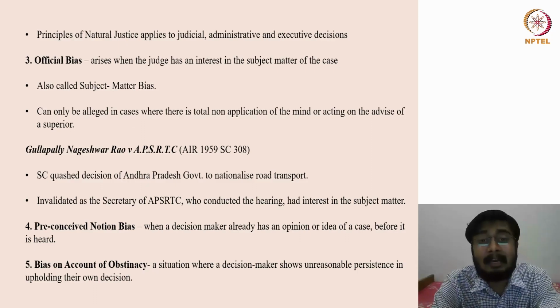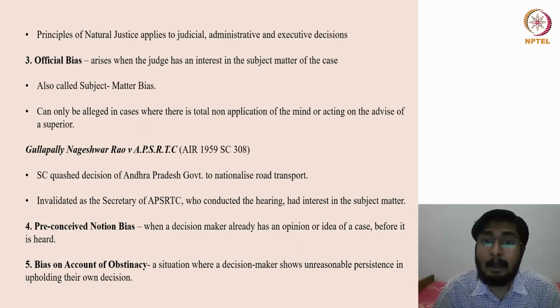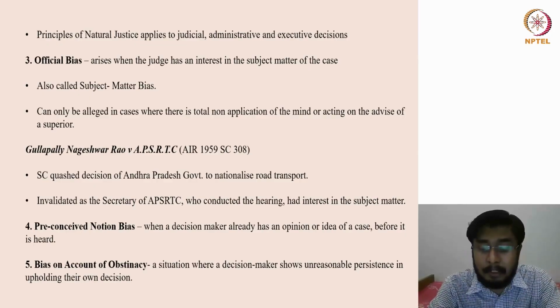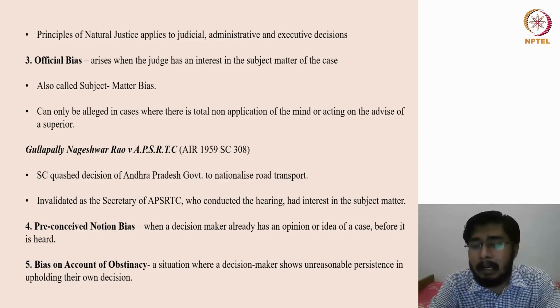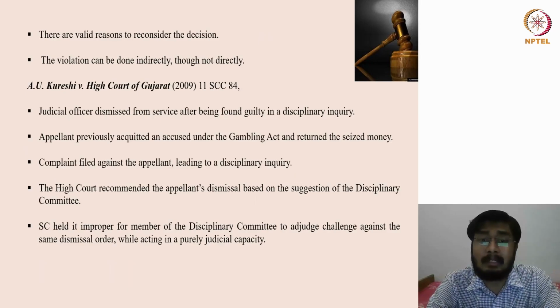Next, the next kind of bias is a preconceived notion bias, wherein a decision maker already has an opinion or idea of a case before it is heard, because that will generally lead to the general human tendency of having a bias towards that. Next, bias on account of obstinacy, a situation where a decision maker shows unreasonable persistence in upholding their own decision. Now, there are valid reasons to reconsider the decision because the violation can be done indirectly, though not directly.